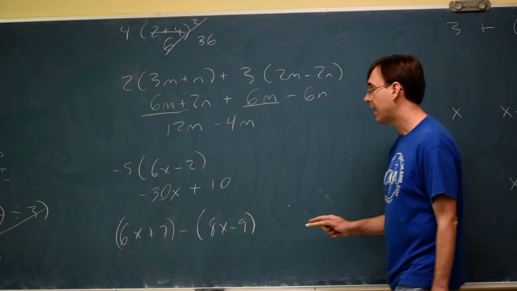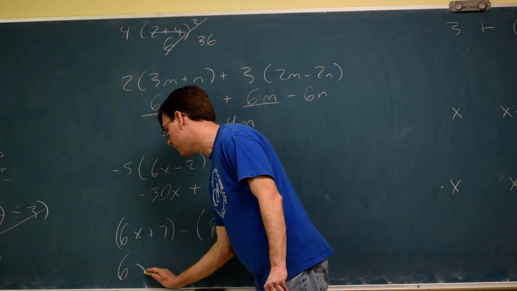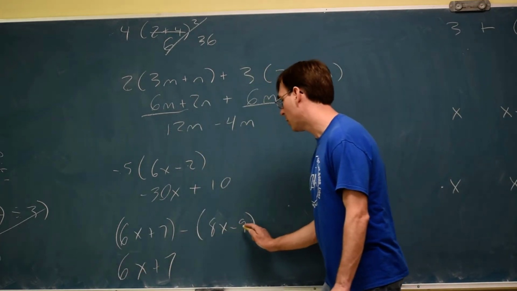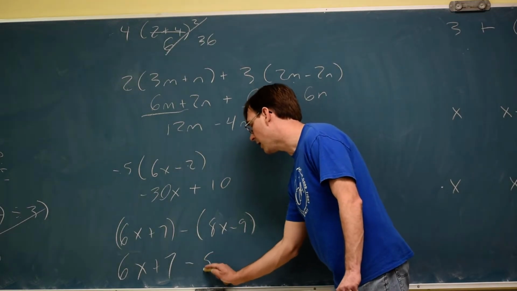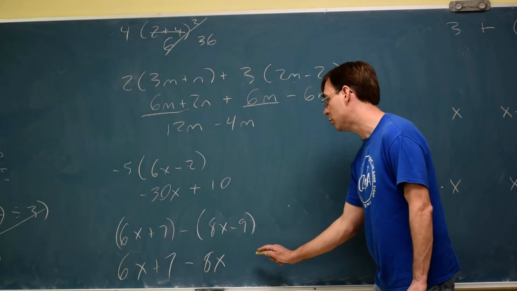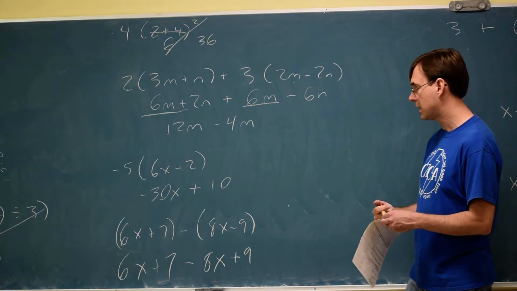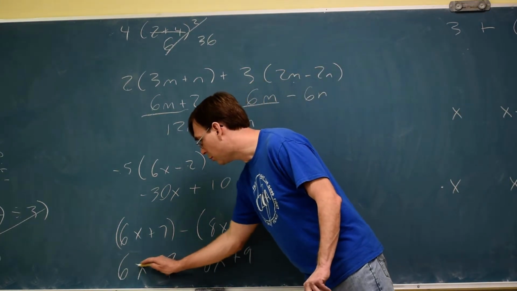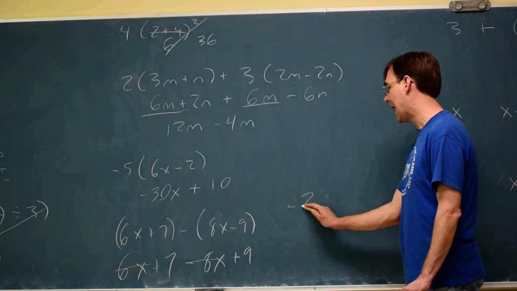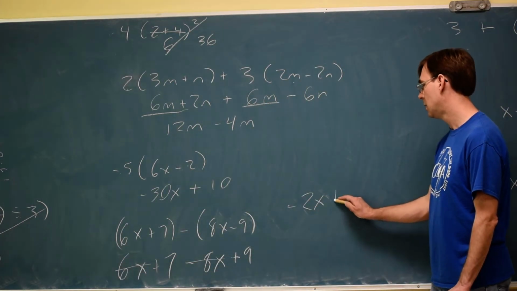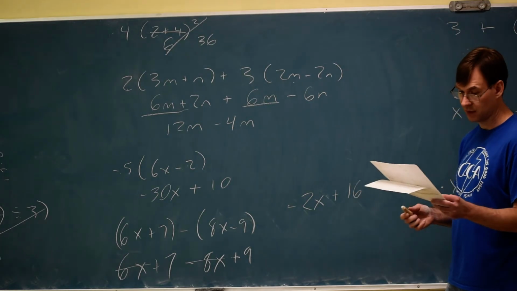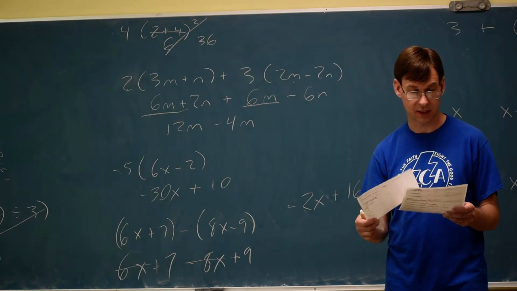23, if you have parentheses with nothing in front of them, you can ditch them. Parentheses with a minus in front, that minus has to change both signs, so the 9's now a plus. And then look for like terms. Negative 8 plus positive 6 is going to make negative 2 with the x's. And then the positive 7 plus positive 9 is going to be a positive 16.